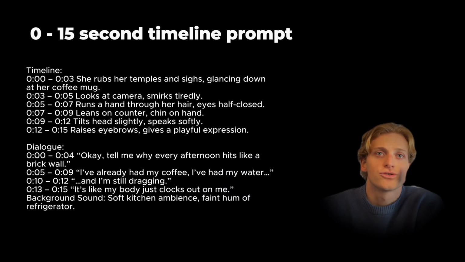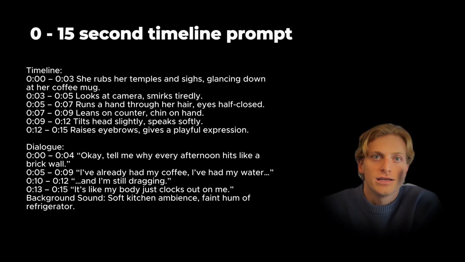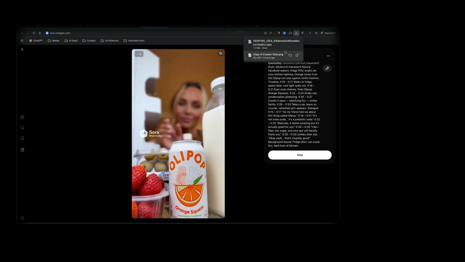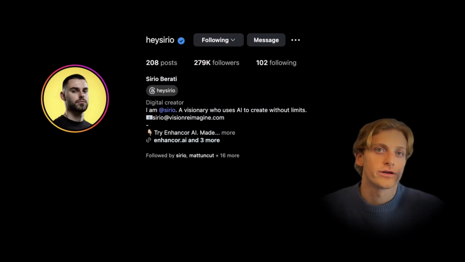So I literally tell Sora exactly what happens in each second. Like at 3 seconds, she looks at the camera. At 7 seconds, she leans on the counter. This is what timeline prompting is. And this is the control that you need to use Sora 2 to produce the best results when you're making UGC ads. And I actually learned this trick from a guy named Serial.